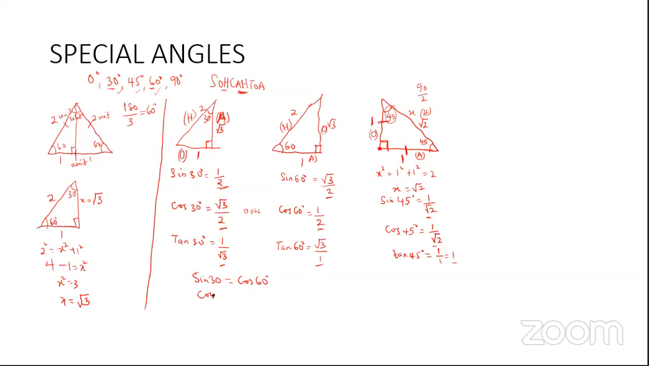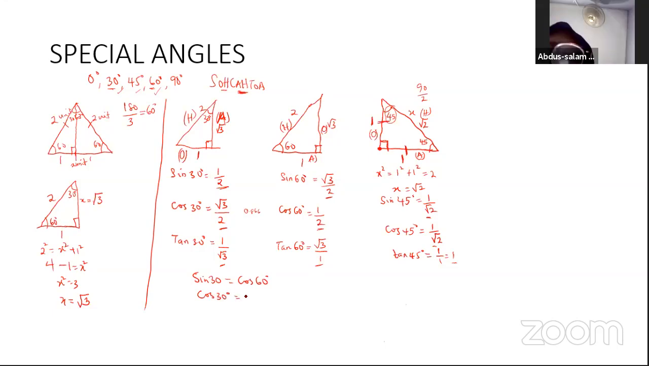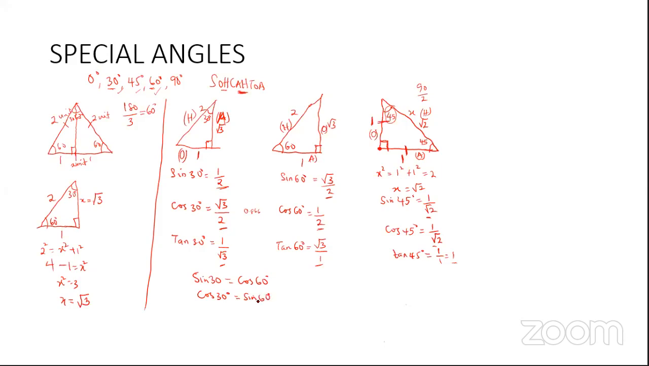Then cos 30 equals sin 60. Yes. Any other one?